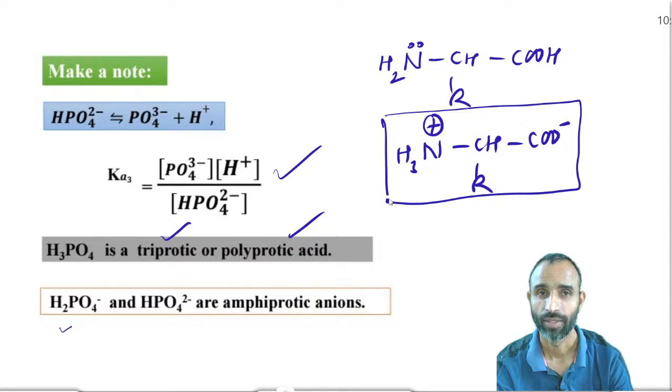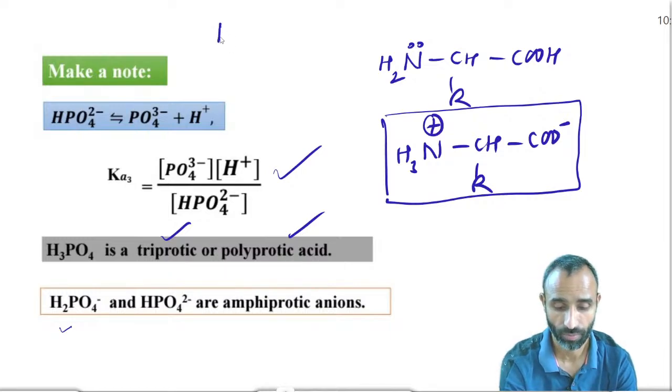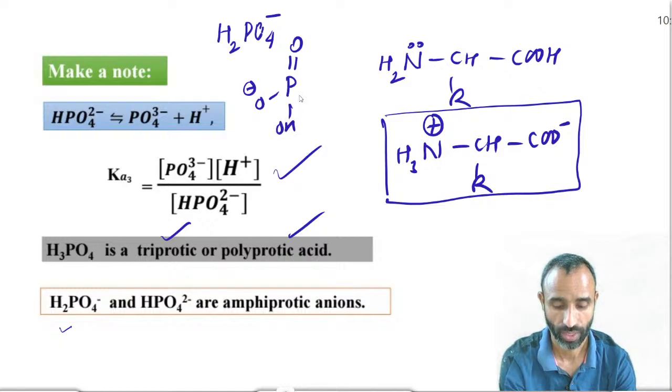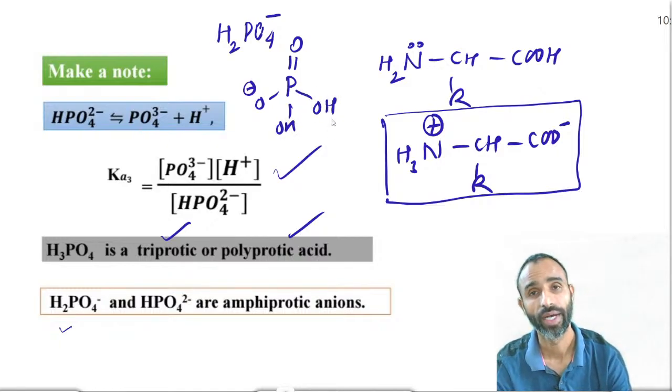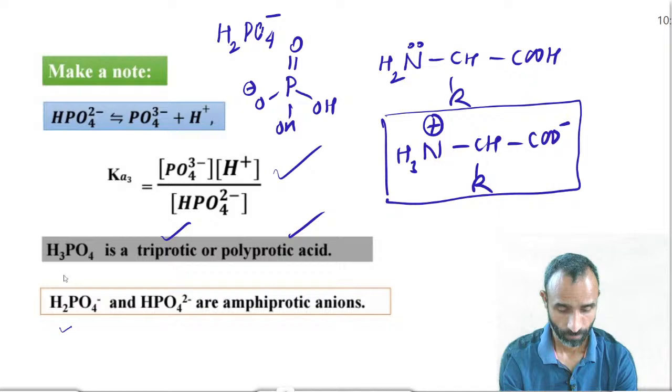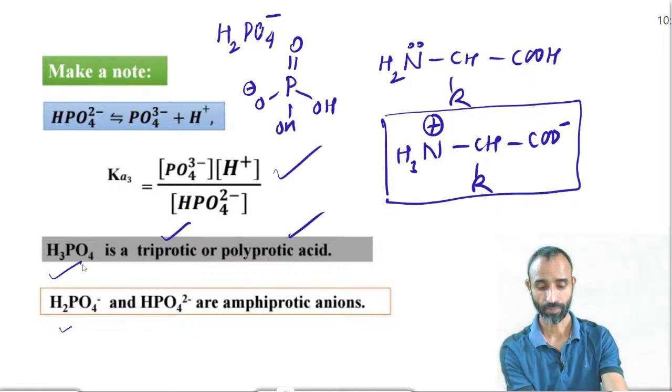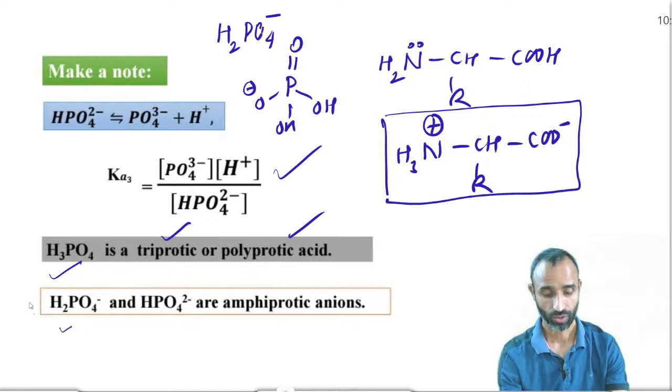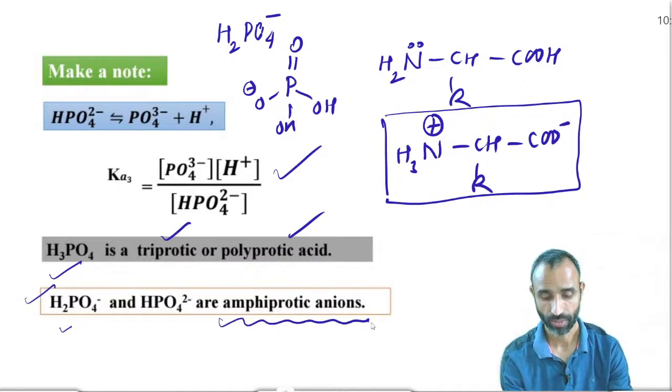In this case, see, we have H2PO4 negative. It can accept or donate H plus. So we cannot call it a zwitterion. So H3PO4 is a triprotic or polyprotic acid, and these two are amphiprotic anions.